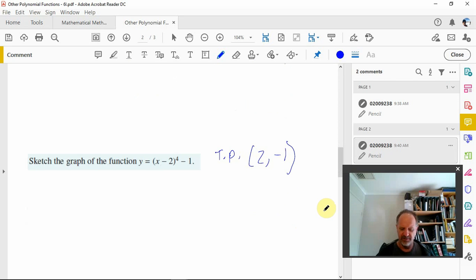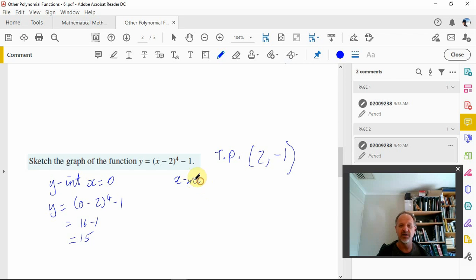Y-intercepts, I can figure out the y-intercept. The y-intercept occurs when x equals 0. So y equals (0 minus 2) to the 4 minus 1. Negative 2 to the 4 is 16, minus 1 is 15. So we've got a y-intercept at 15.